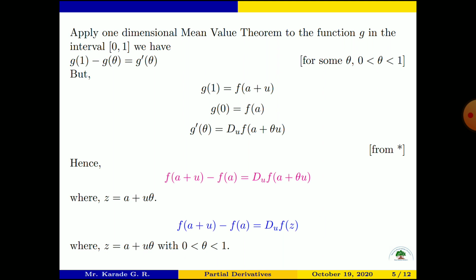Okay, here f of a plus u minus f of a is equal to du f of a plus theta u. Here z is equal to a plus u theta. If I put z is equal to a plus u theta, then f of a plus u minus f of a is equal to du f of z, where z is a plus u theta, where theta lies between 0 and 1. This is the very simple proof that we have given here. Based on this proof we have to solve some problems. In the next slide we take one problem based on this theorem.